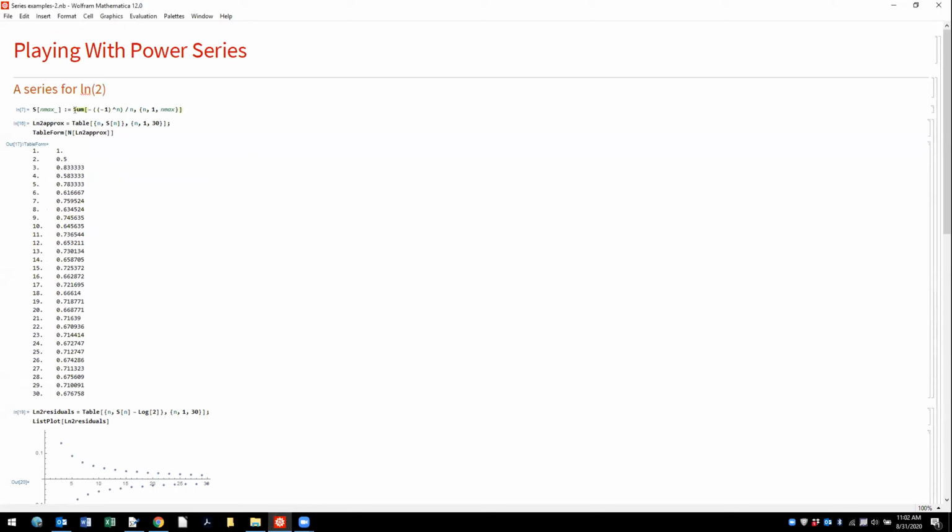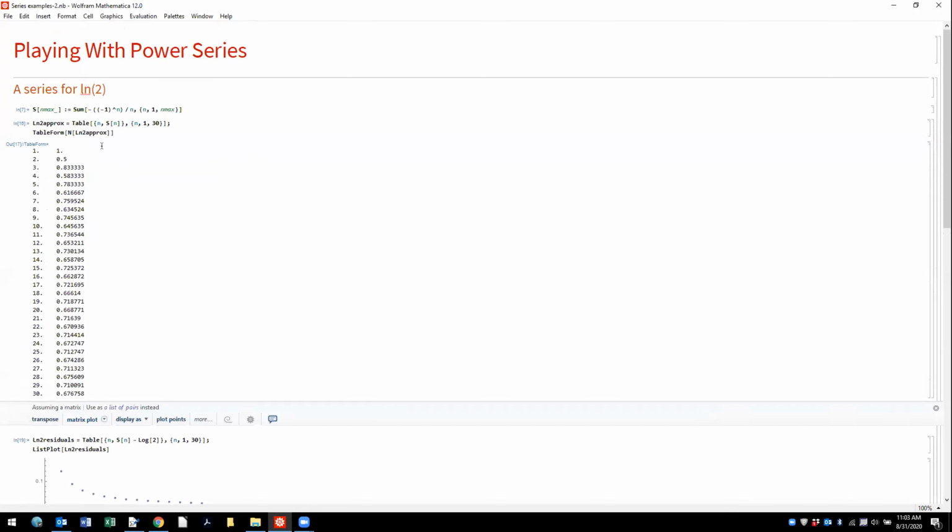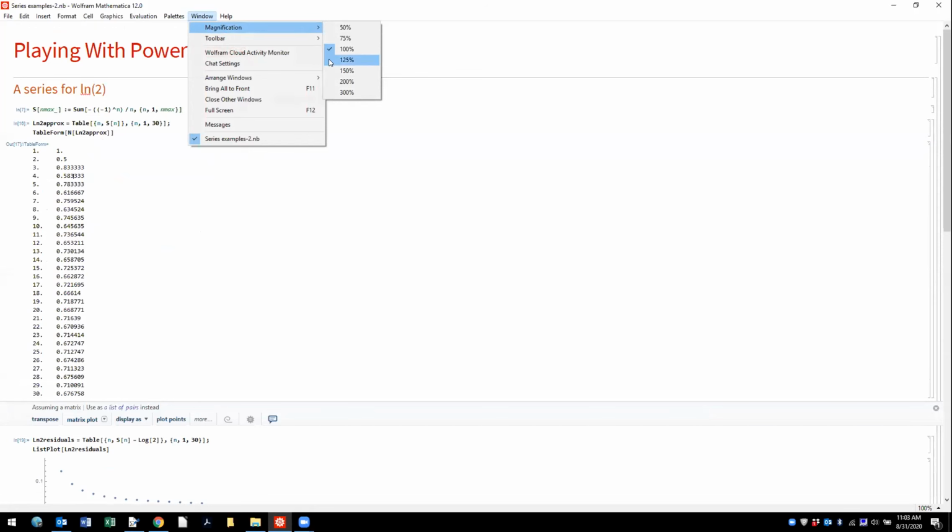Let's look at a series for ln of 2. So we're going to do a sum up to n max of -1 to the n plus 1. I've pulled out the minus sign here. -1 to the n plus 1 over n. If we just look at the sum with the first few terms on the screen here, it doesn't look, well, let's play with our magnification.